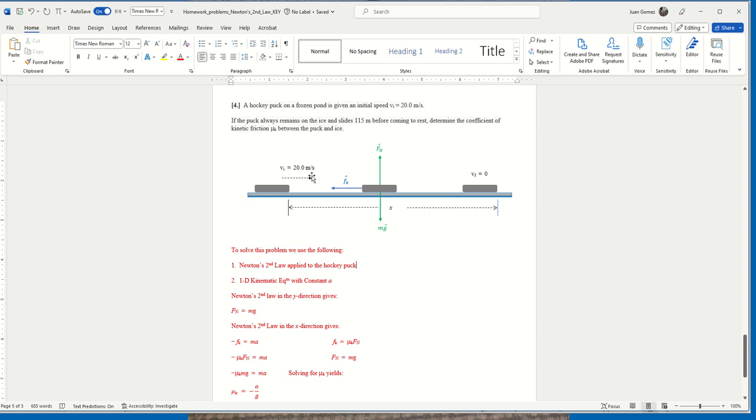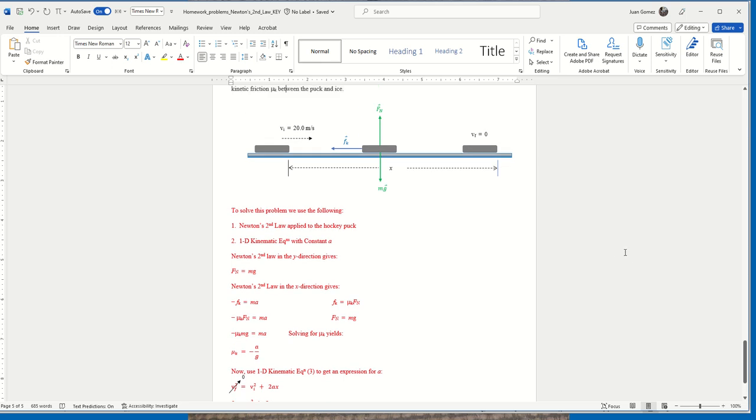Because the puck is moving in the positive x direction, Fk, because there's kinetic friction, because I'm asking you to solve for μk, the coefficient of kinetic friction, has to be in the negative x direction. So those are the 3 forces acting on the puck: Fn, mg, and Fk. Why is Fk in the negative x? Because the puck is moving in the positive x. Remember, friction force is always exactly opposite to the direction of the motion. And again, we know right away Fn equals mg.